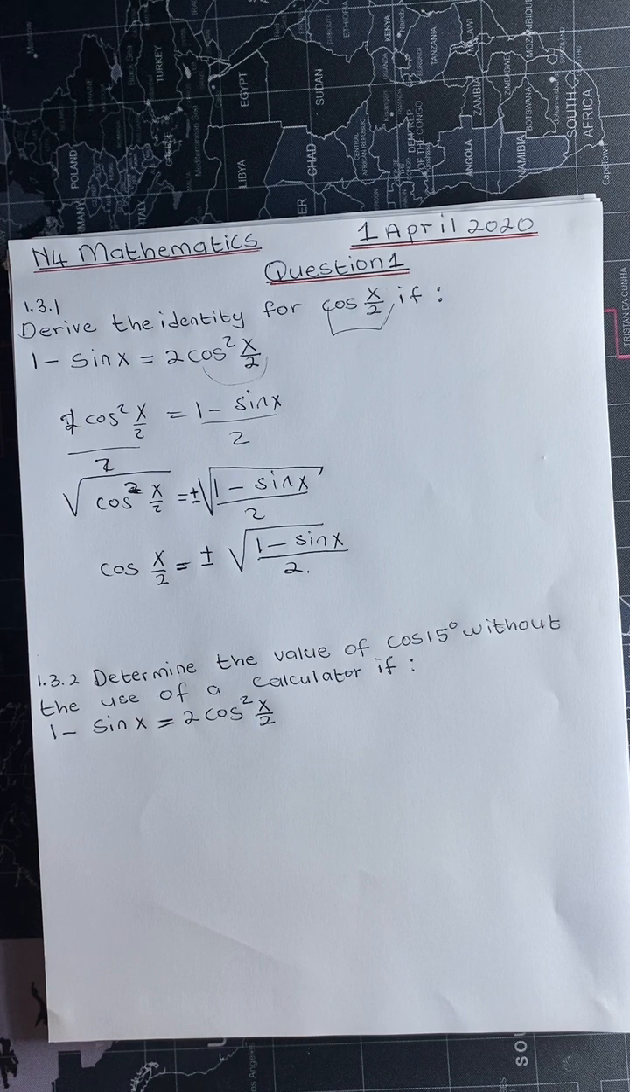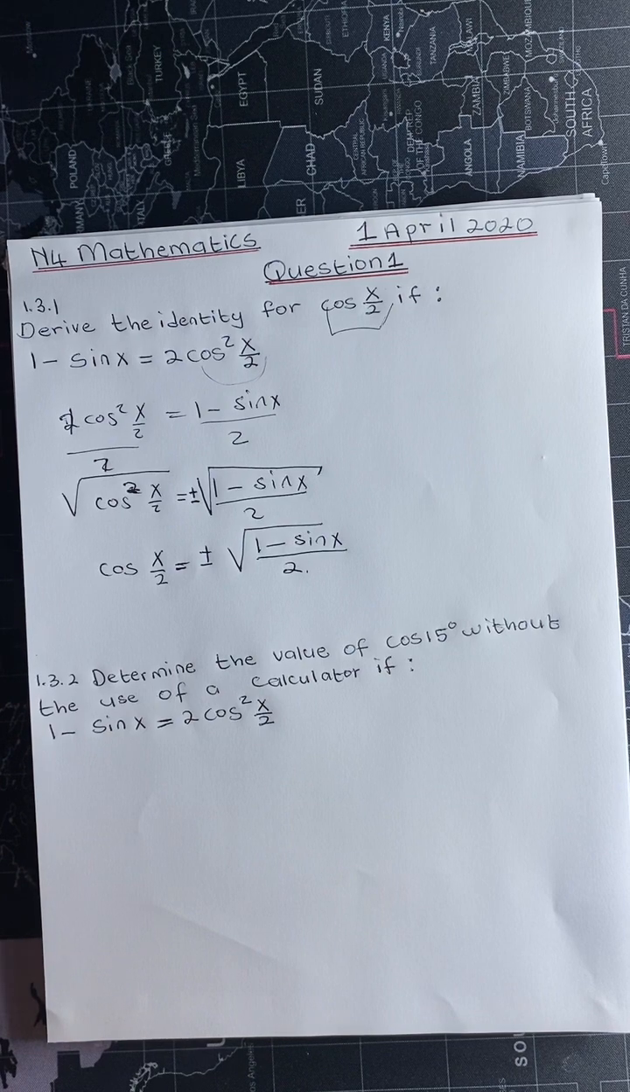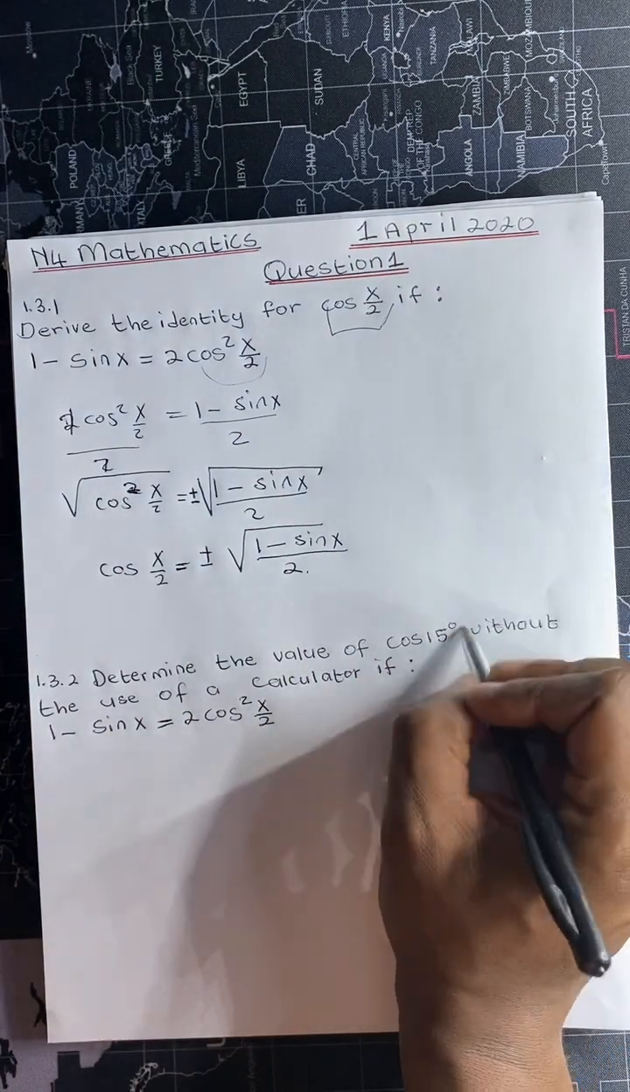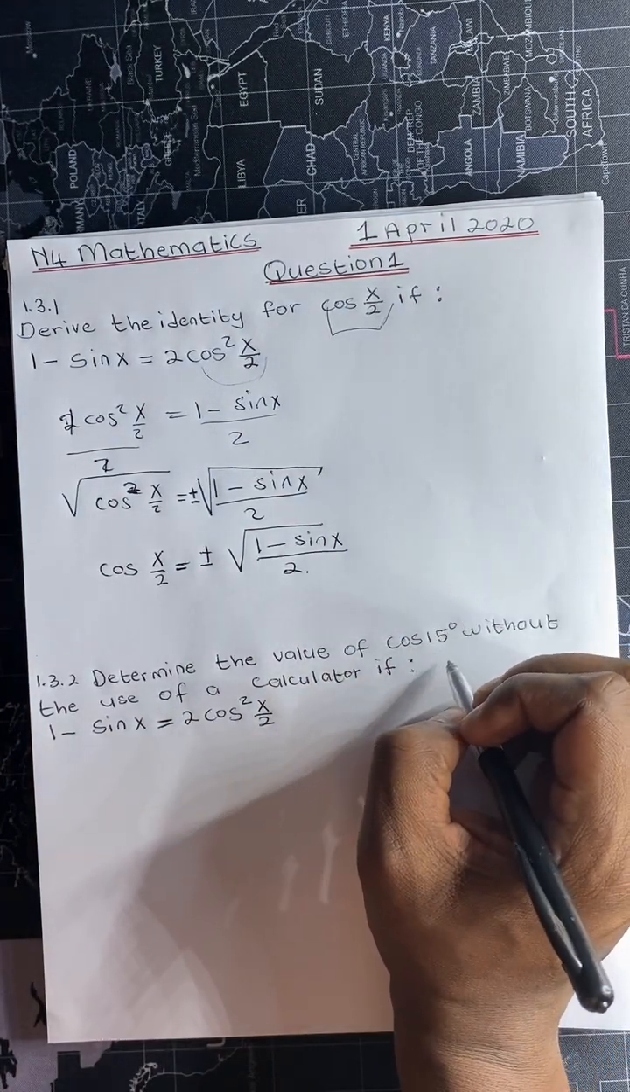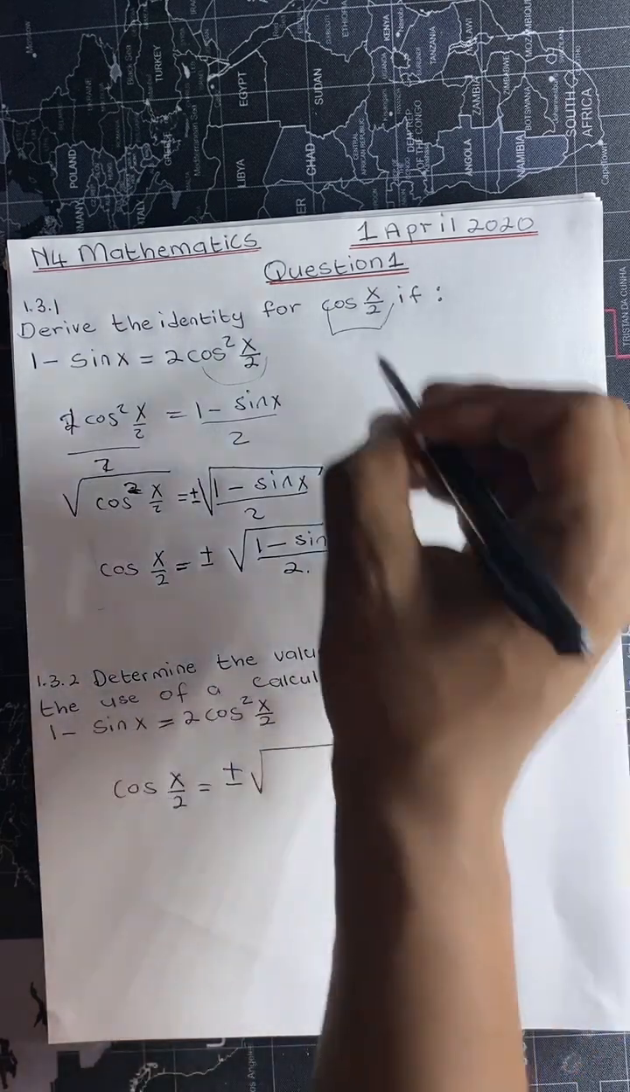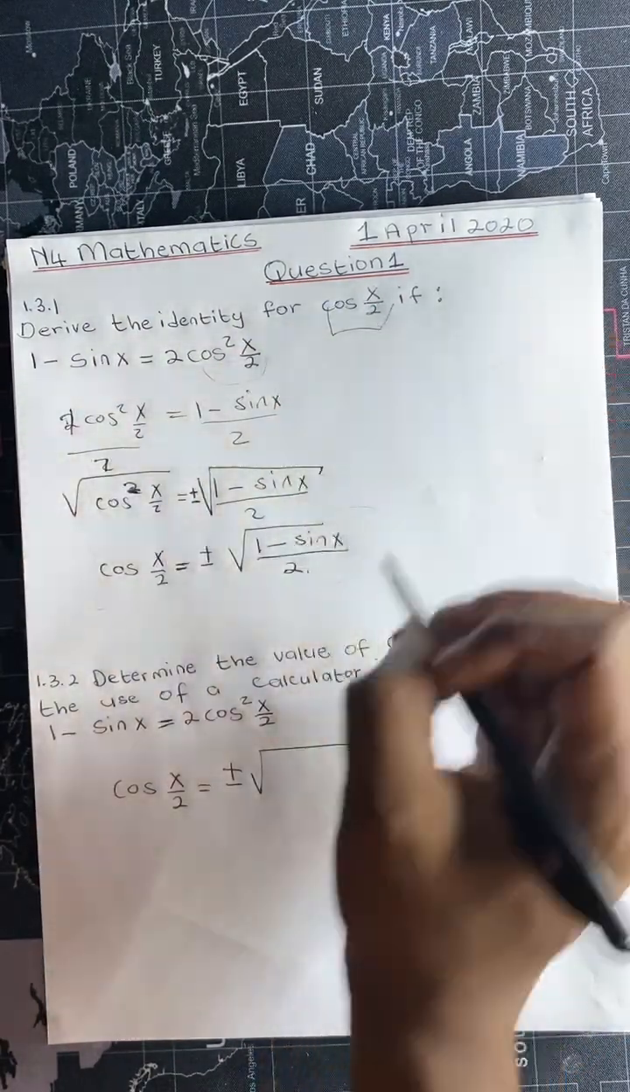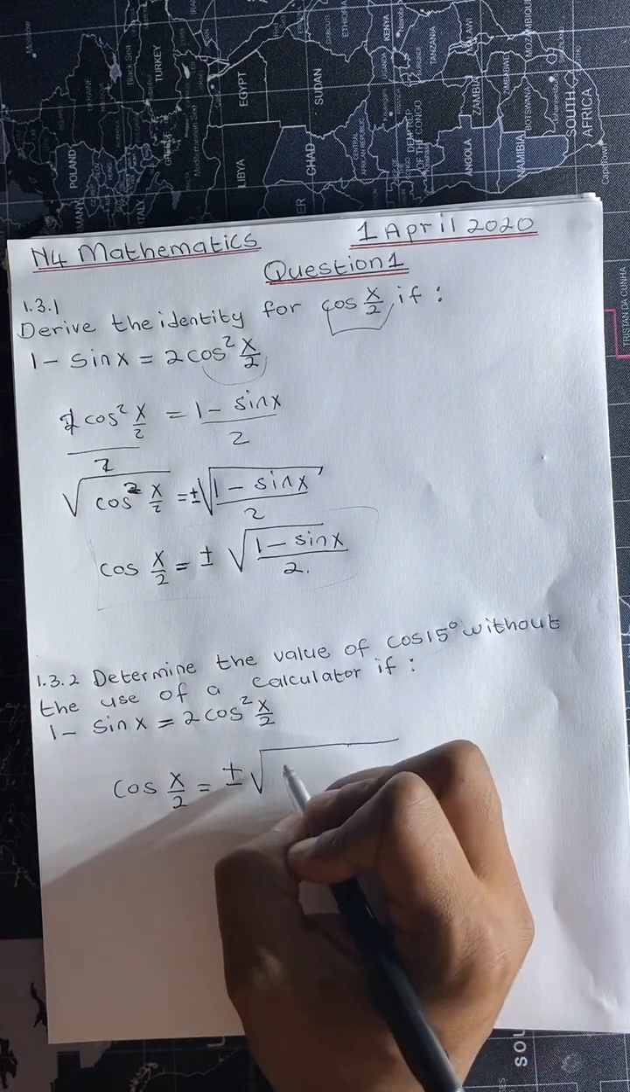Question 1.3.2. Determine the value of cos of 15 degrees without the use of a calculator if 1 minus sin x is equals to 2 cos squared x over 2. By the term without the use of a calculator, they mean that we have to use special angles. We were channeled to make this cos x over 2 the subject of the formula for a reason.